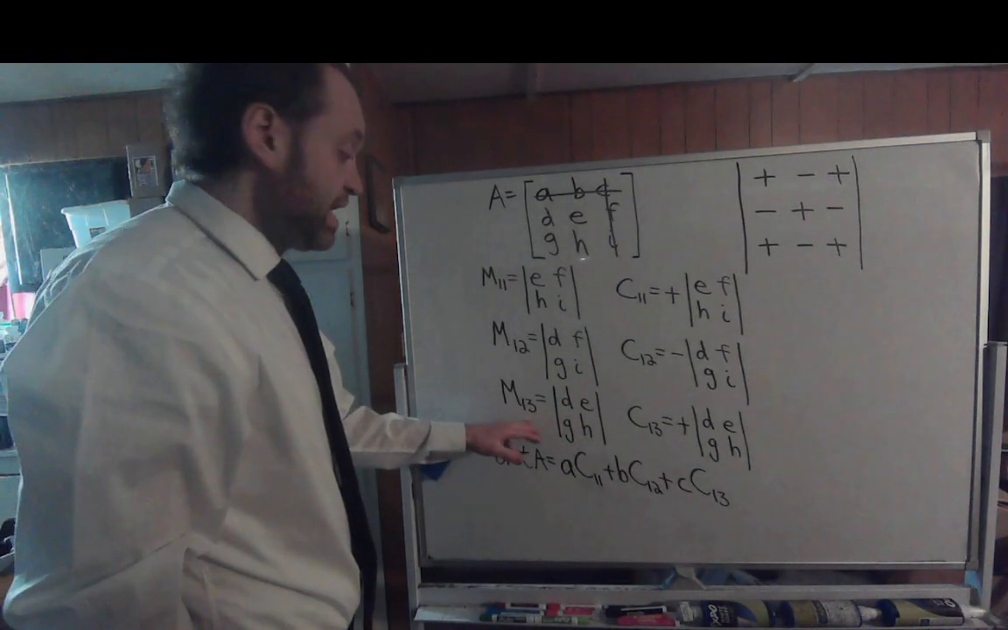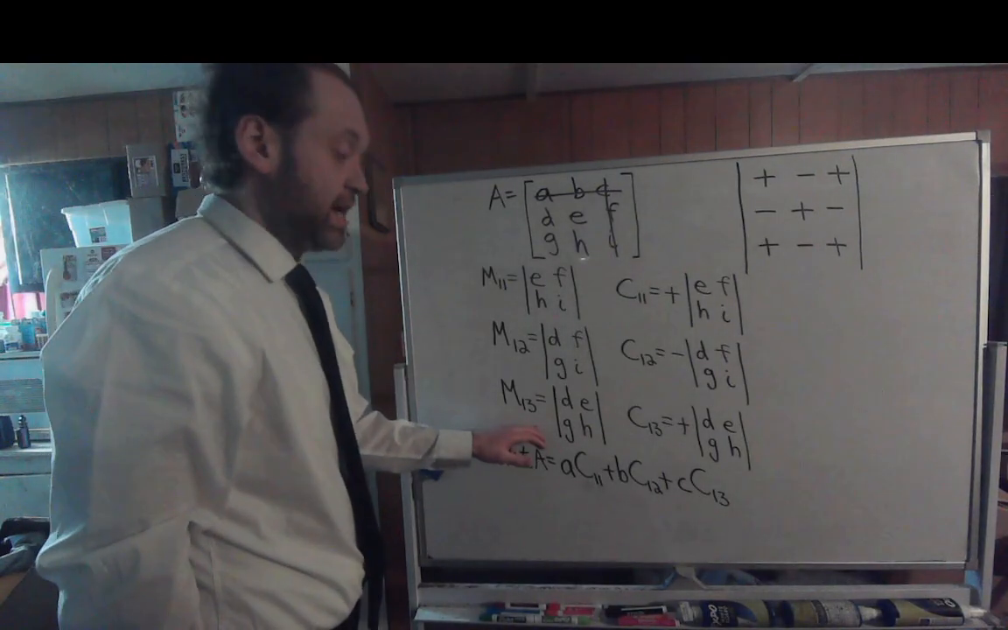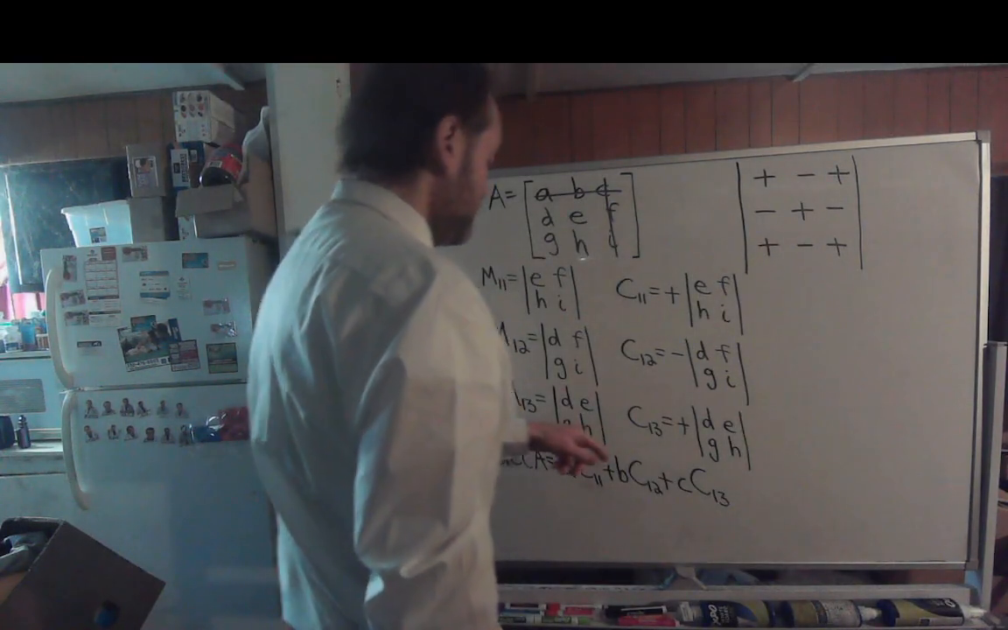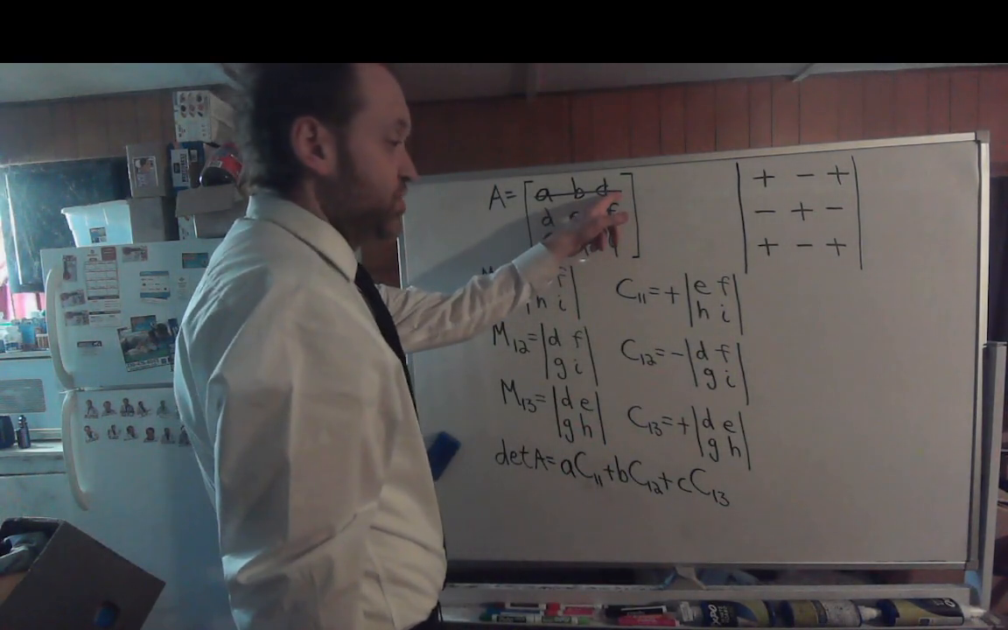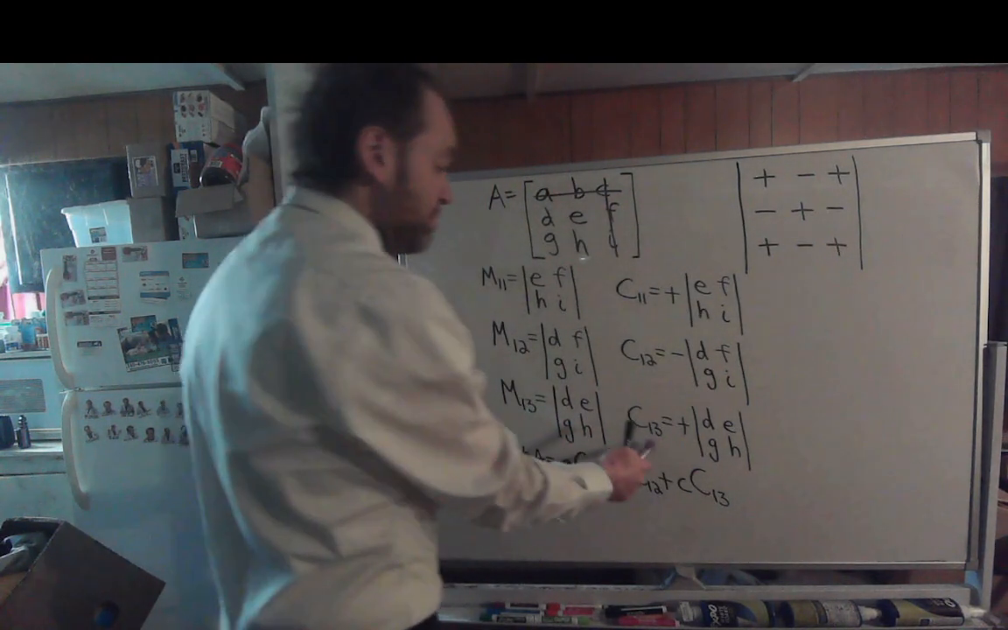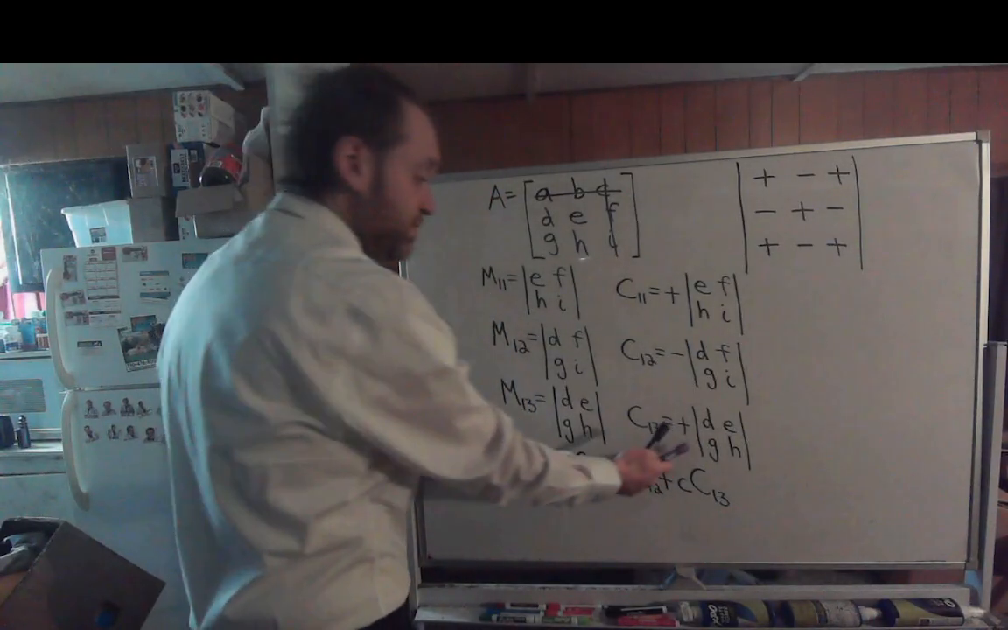So once I evaluate that, I can find the cofactor 1, 3, which since I dealt with the third coefficient in the first row, my sign matrix says it should be positive of that minor, so that would be my cofactor 1, 3.